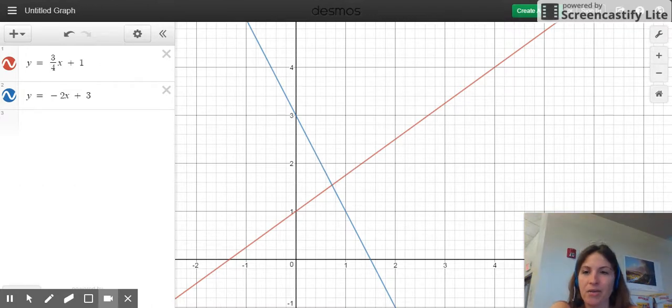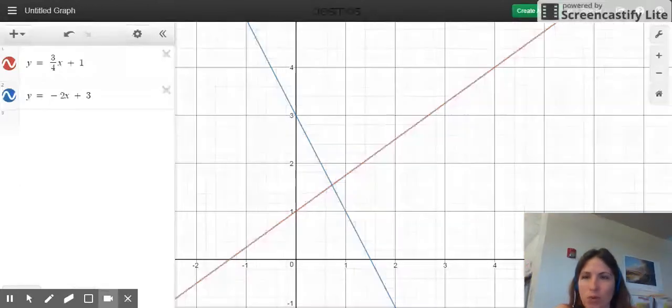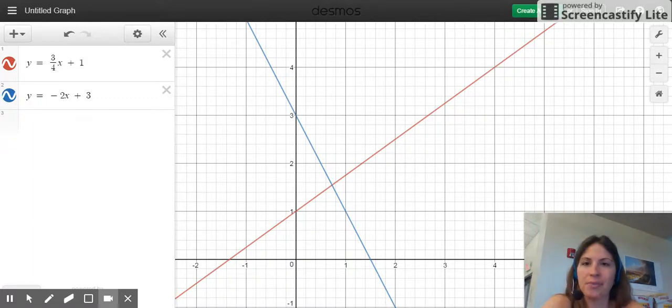Hi, everybody. The last few days in class, we have worked on slope and y-intercept. So I just want to review that topic with you and make sure you're on the right page. I have two lines graphed here in Desmos.